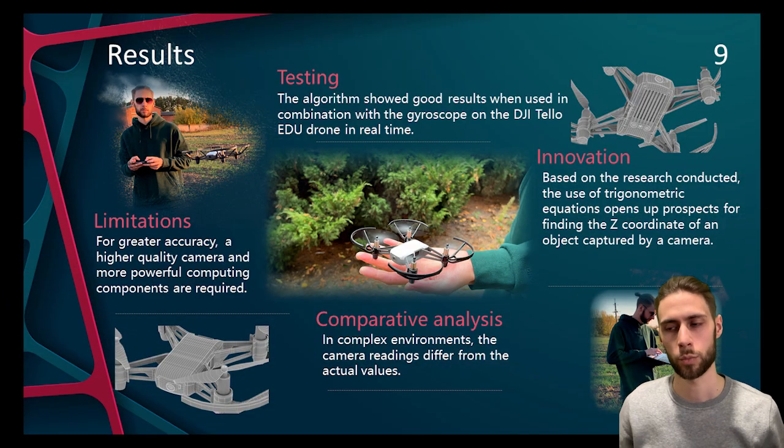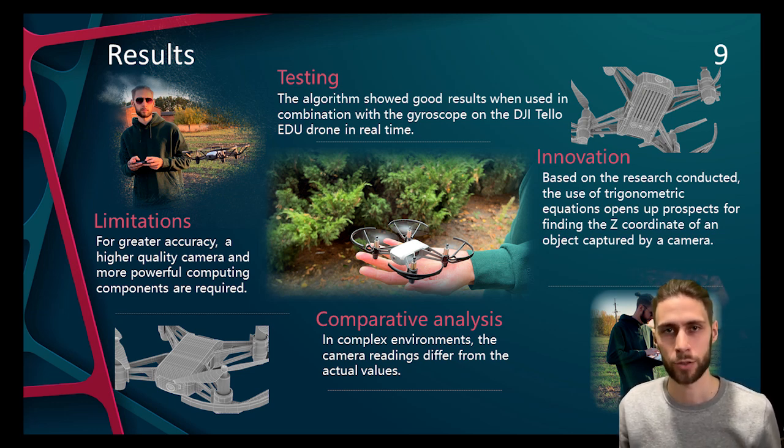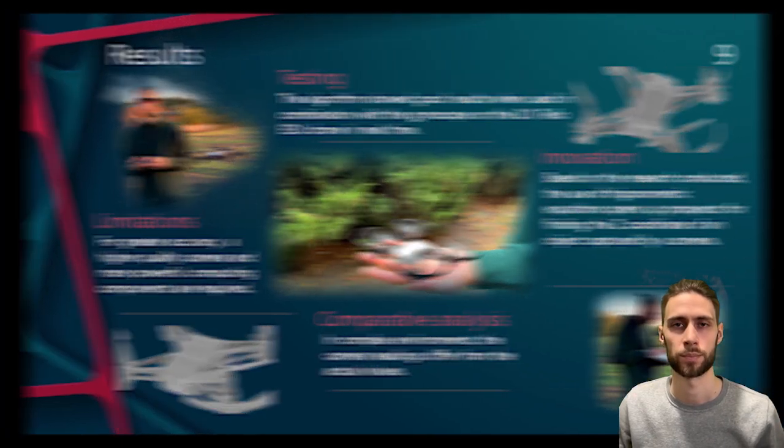Testing the algorithm on a DJI Tello-edu drone showed high efficiency. However, to increase accuracy, higher quality cameras and more powerful computing components are required. The uniqueness of the method is the use of trigonometry, which is also relevant when searching for the Z coordinate in visual navigation methods. This opens up opportunities for working in three-dimensional space.